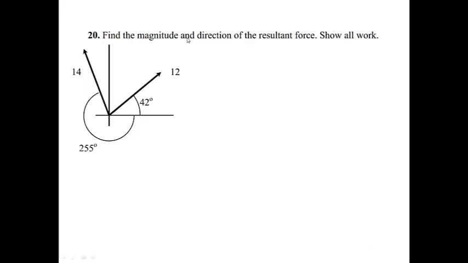Last one, find the magnitude and the direction of the resultant force. So the resultant force is this one right here. Now the first one, I'm going to call this force U, so it'll be 12, the magnitude, times cis of the angle. And then the other one's a little more tricky. You have to put this angle over here. So that should be 105, because it's 360 minus 255. So now the other one is 14 cis 105.